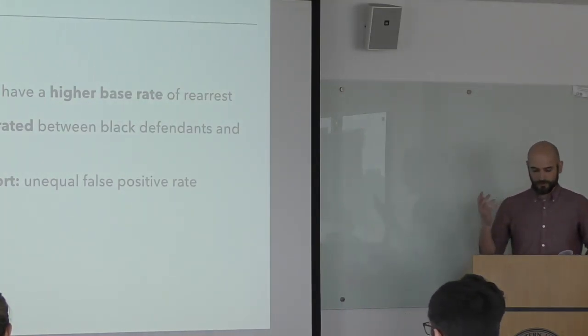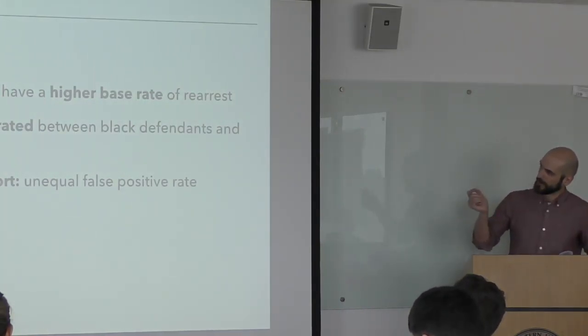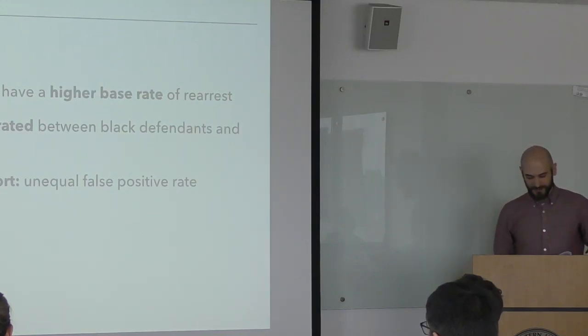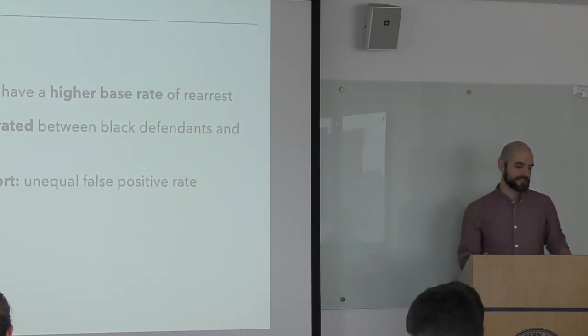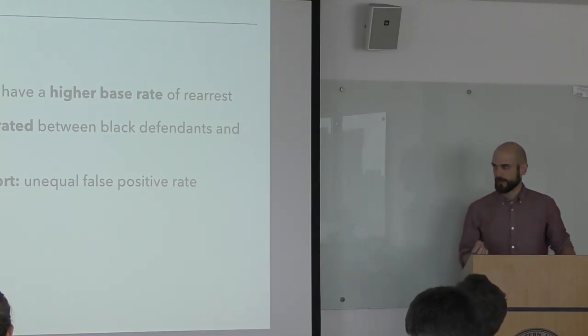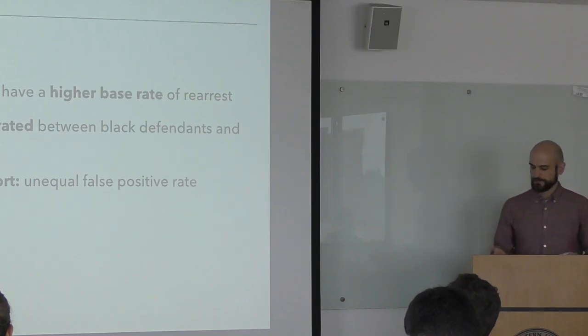So just to review, what ProPublica found was a result of the following things. In the jurisdiction that they studied, black defendants do have a higher base rate of rearrest. Compass is calibrated between black defendants and white defendants. And as a result of those, you're just necessarily going to have unequal false positive rates.